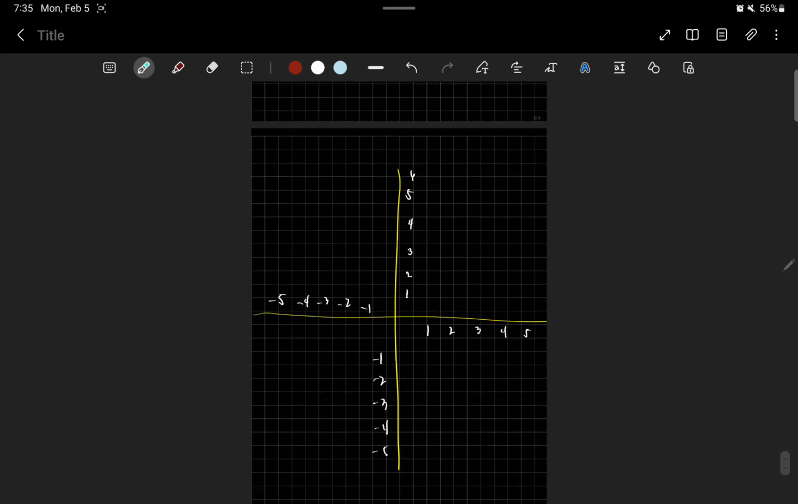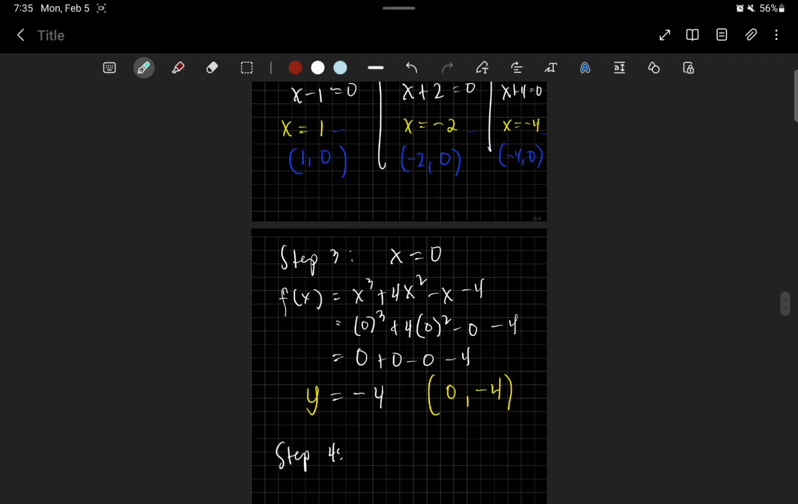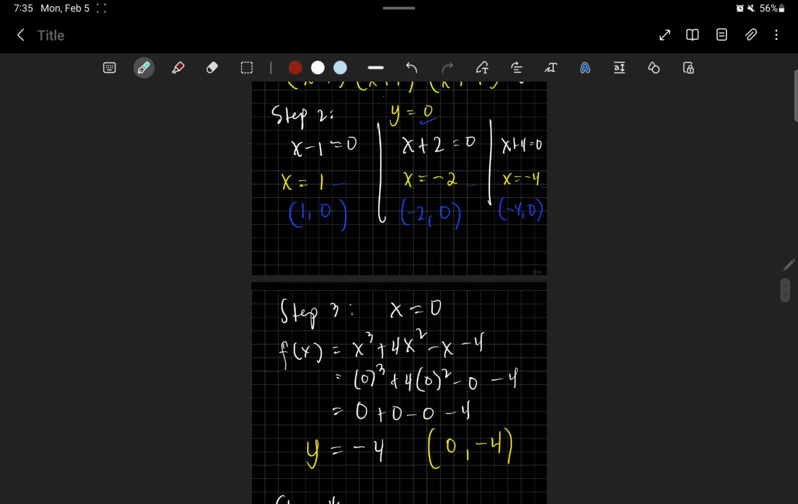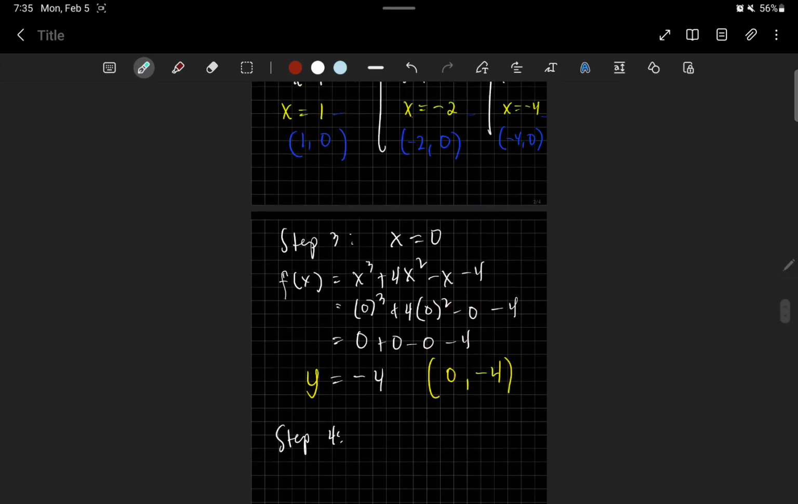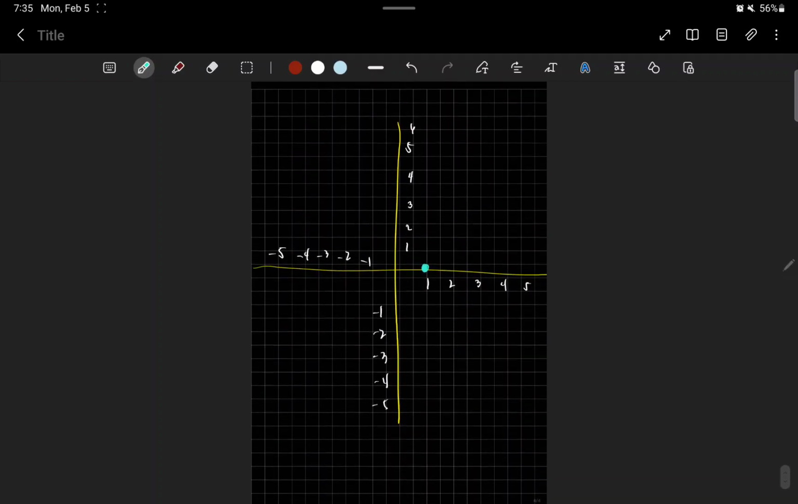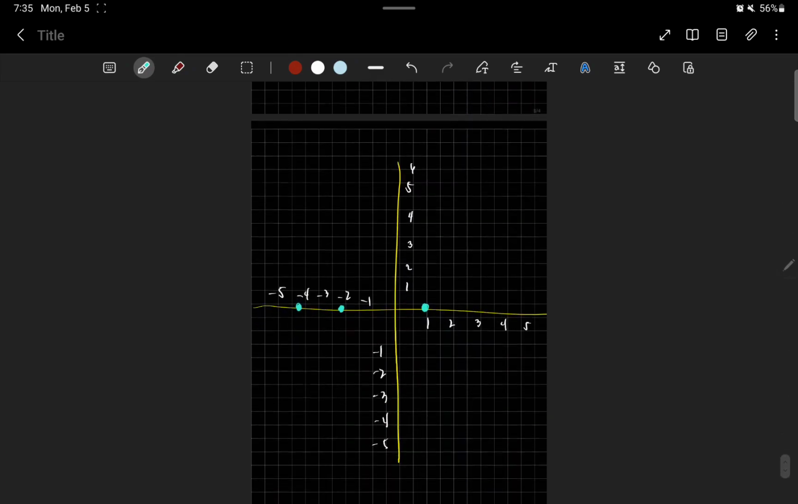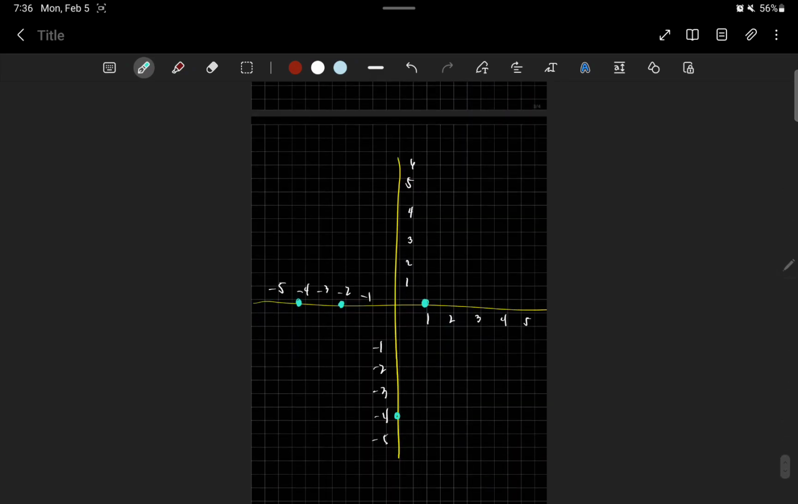Okay, so we are going to plot all the points, all the ordered pairs that we have found in the x-intercepts and y-intercepts. For the x-intercepts, (1, 0), (-2, 0), and (-4, 0). So (1, 0) is located here. Next, (-2, 0) is located here. And (-4, 0) is located here. And our y-intercept, (0, -4), is this one.